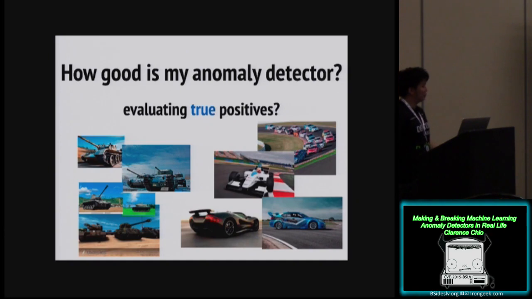After that, the paper was retracted, because they found that if they passed in a car with a blue sky background, it said it was a tank. So you really have to understand what your model is learning, because it's so hard to understand how a model learns and what a model learns.